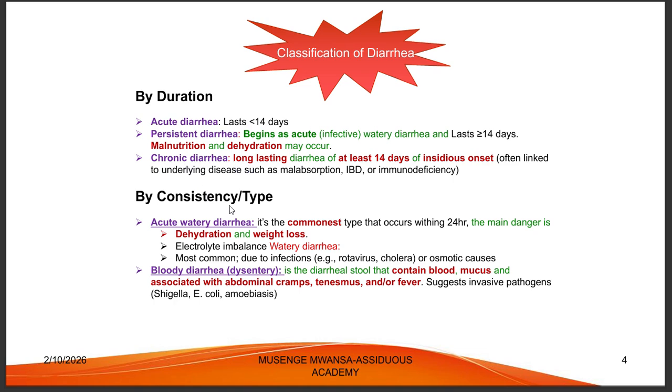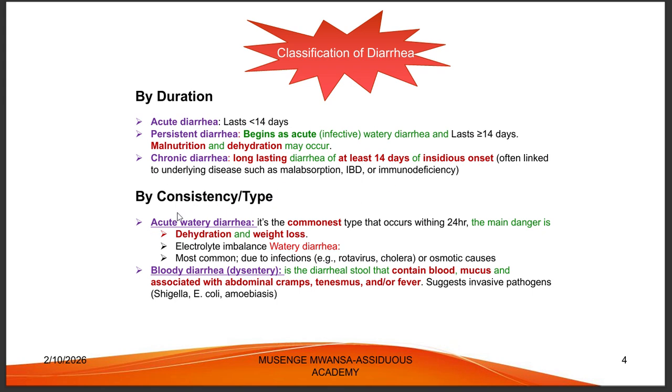And then chronic diarrhea is one that lasts longer than 14 days and is of insidious onset. It is going to start slow like that. So there's going to be an underlying cause that we can actually identify, for example, malabsorption, inflammatory bowel disease, immunodeficiency, and such.